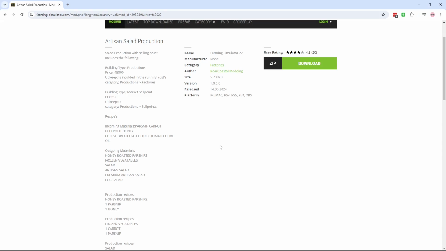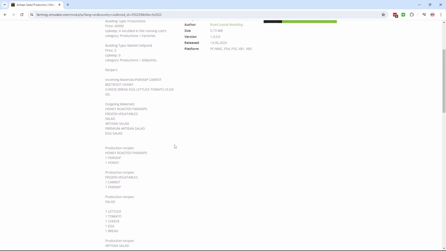New production appeared, Artisan Salad Production. So, quite a few incoming materials here. And basically then you can produce honey roasted parsnips, frozen vegetable salad, artisan salad, premium artisan salad, and egg salad.